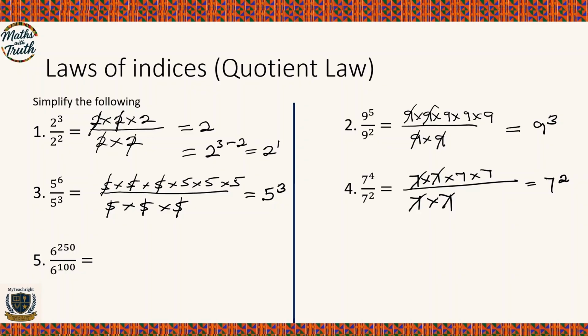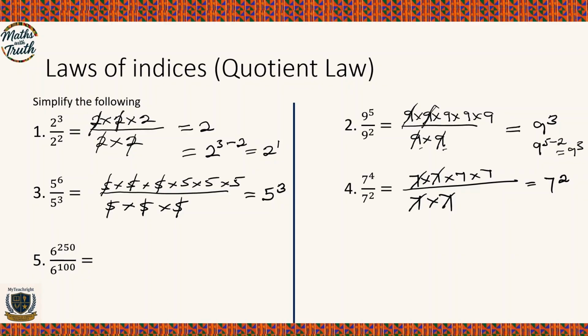Let's look at example 2. We started off with 9 exponent 5 in the numerator, and then we cancelled out 2 of the 9's because the denominator is 9 exponent 2. So that is cancelling out 2 9's from the numerator. It means we subtracted 2 from the 5 that we started with, and that gave us 9 exponent 3.